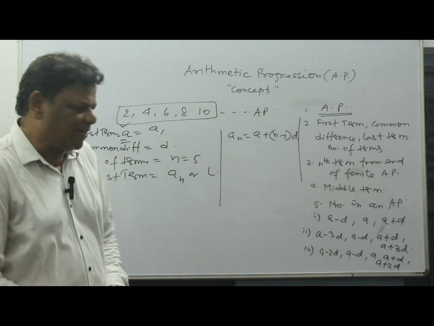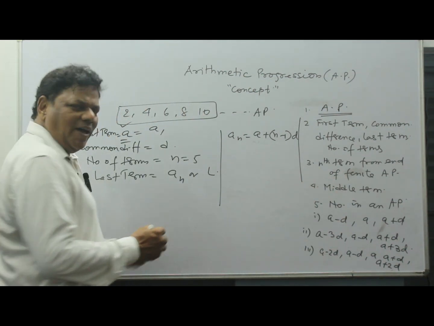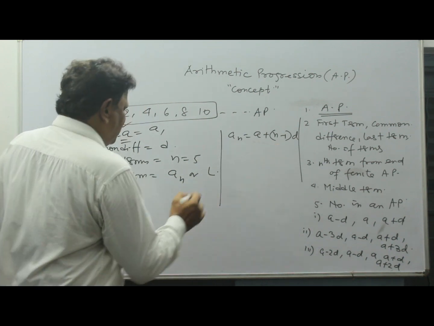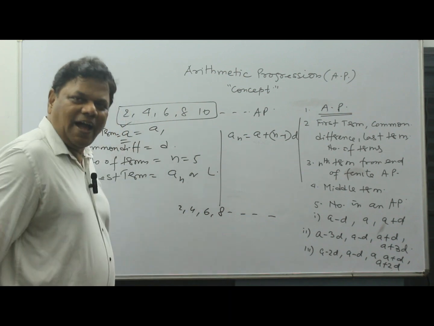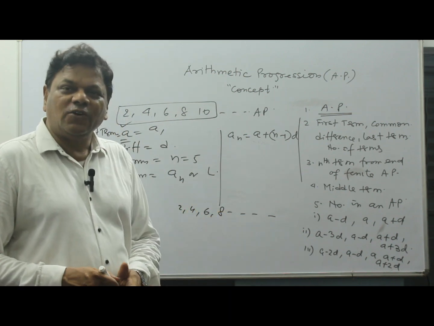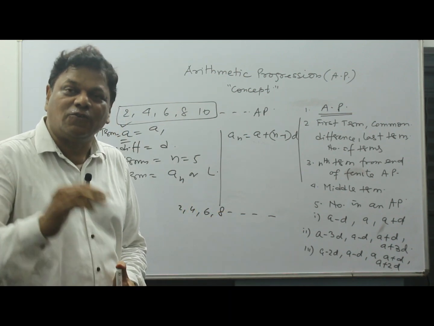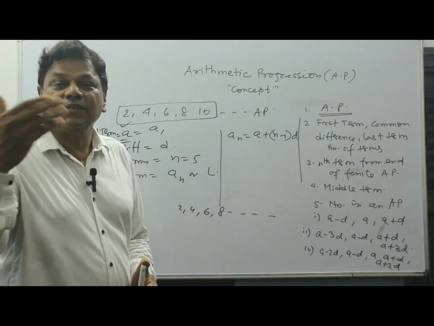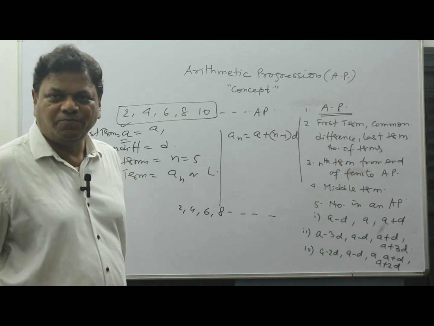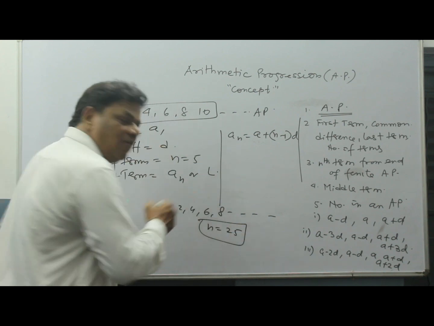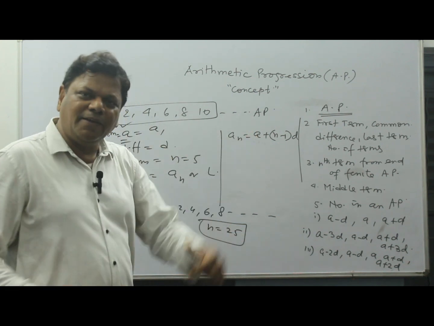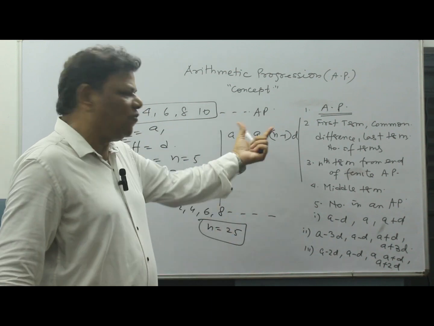What is middle term? So why are we using this? Let one series be given: 2, 4, 6, 8. I told you to find the 25th term. What is the value when n equals 25? Then what to do? You will write 25 times? No, simply use the formula.